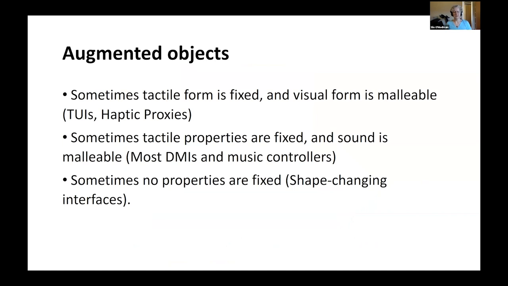And in this case, we have the situation where sometimes the tactile form is fixed and the auditory or visual form is changeable. Sometimes the properties of an object are fixed, as in the case of the pebbles, but the actual mapping is variable. Something about the dynamic mapping of the objects can change, or in the case of a shape-changing interface, the form will change, but the surface properties may stay the same, for instance. And sometimes no properties are fixed. And so in an active shape-changing interface, it might also be able to change its texture. And so there you have a very interesting space for thinking about the mapping between the physical and the digital.